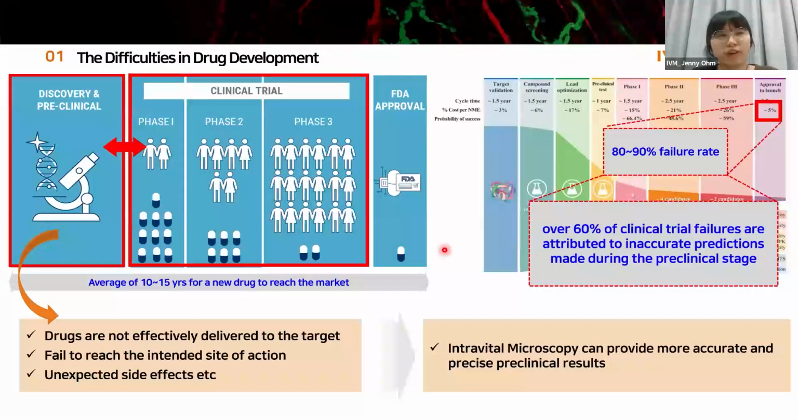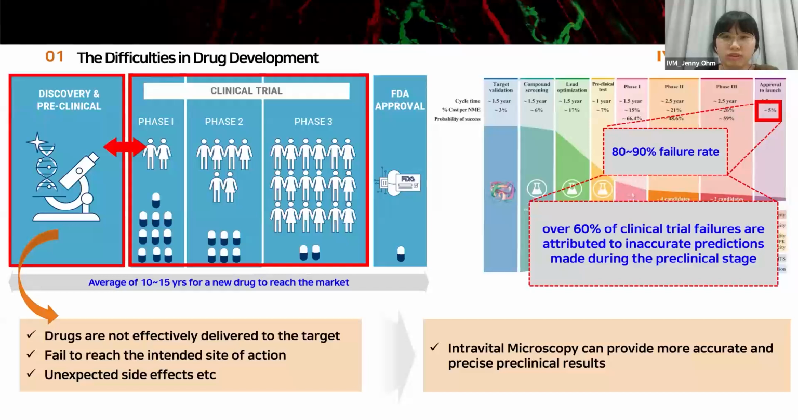As many of you may already know, the development of a new drug typically takes between 10 to 15 years and requires an investment cost of approximately 1 to 2 billion US dollars. Despite this enormous commitment of time and resources, unfortunately, 80 to 90% of drug candidates fail during the clinical stages. In fact, only about 5% of drug development projects ultimately succeed in reaching the market.